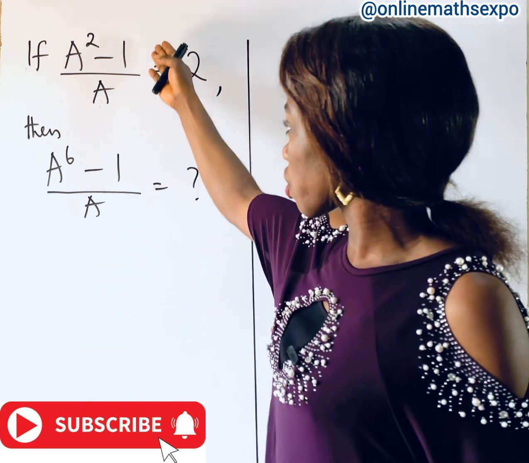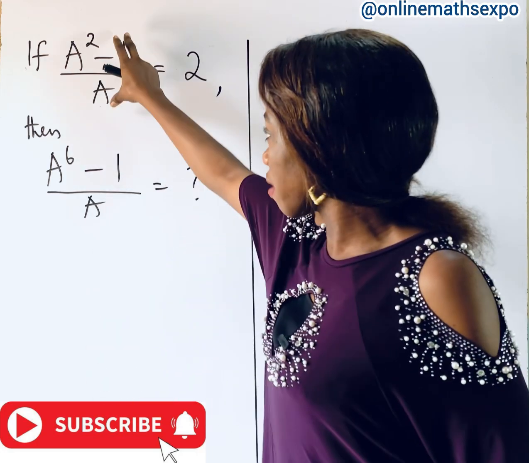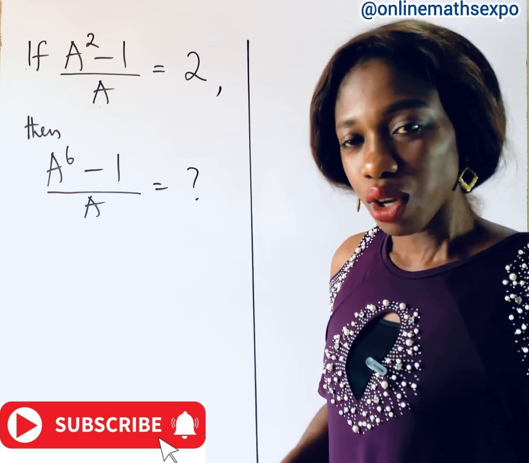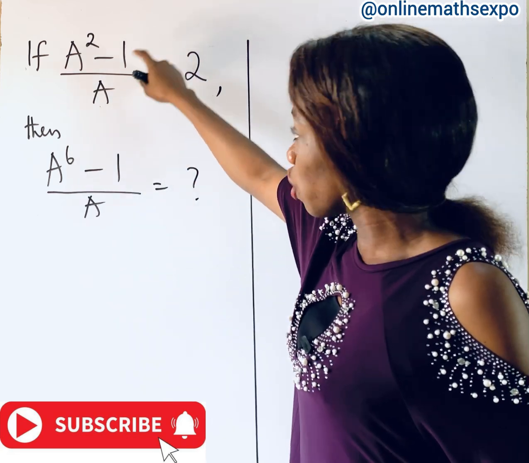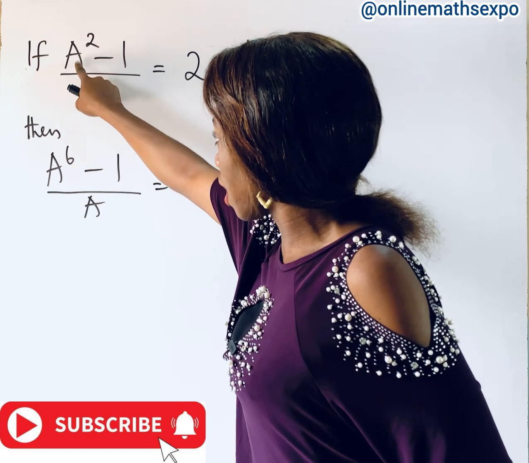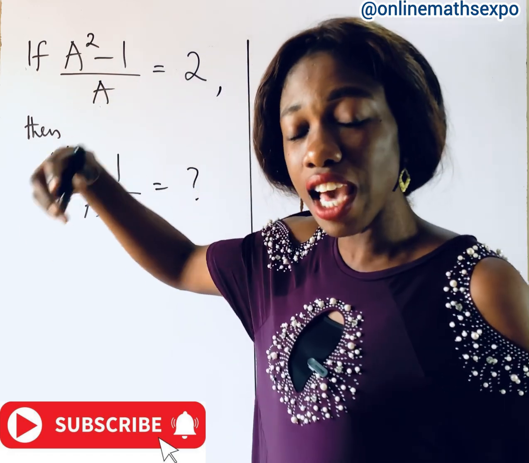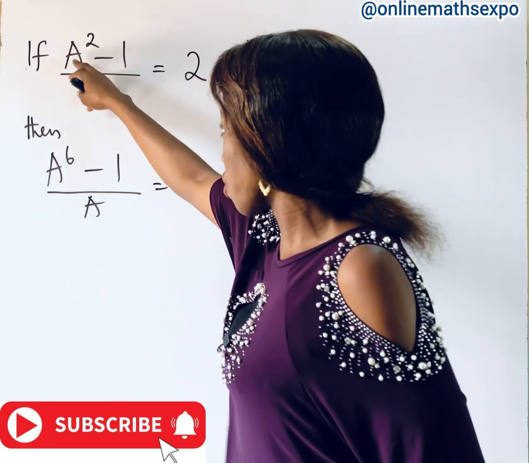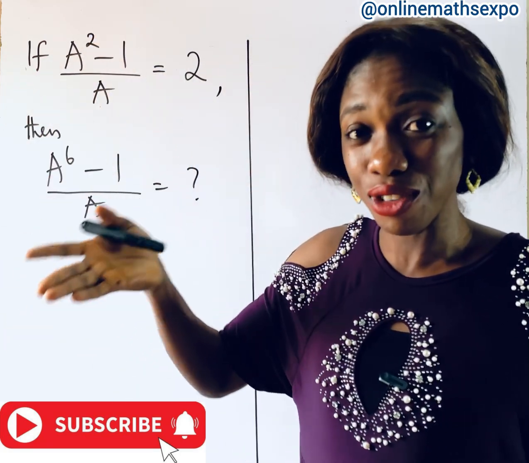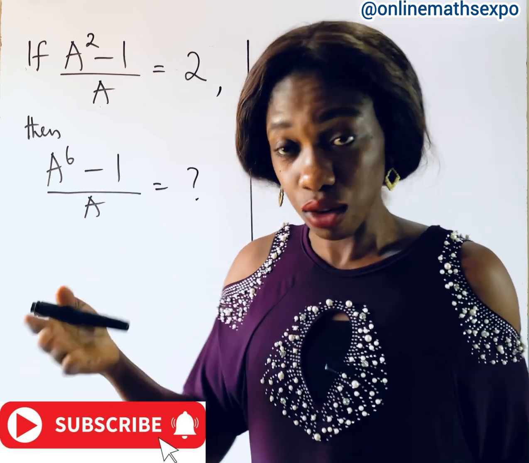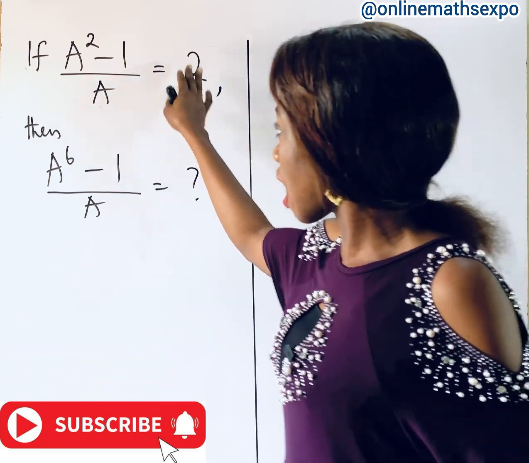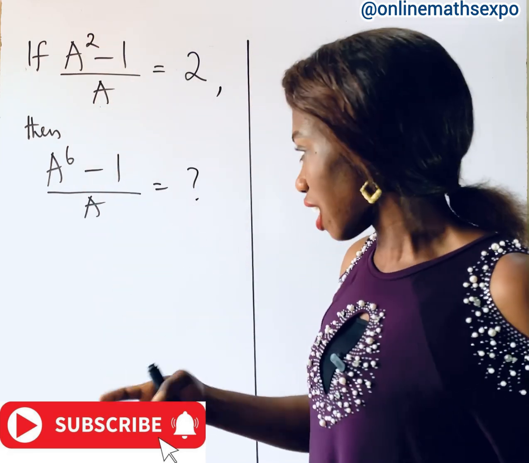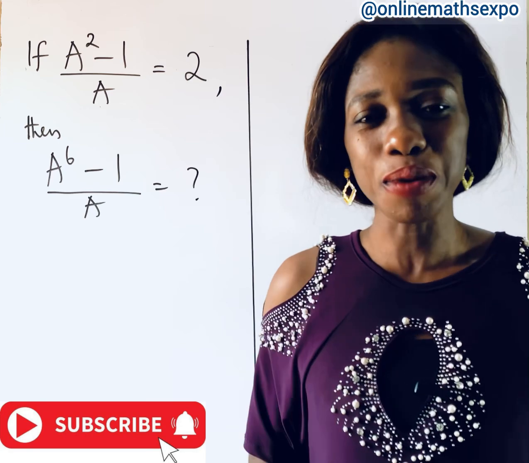Now, when you look at this question, what does it remind you of? We are given this and we are asked to get the value of this. When you look at what is given, you will notice that this is variable A and this is variable A. So whenever you have the same variable in an equation and one of them is raised to a power of 2, what does it remind you of? It reminds you of a quadratic equation. So let's see how to solve this equation quadratically, then get the values of A and then substitute here. I hope you are ready for that.